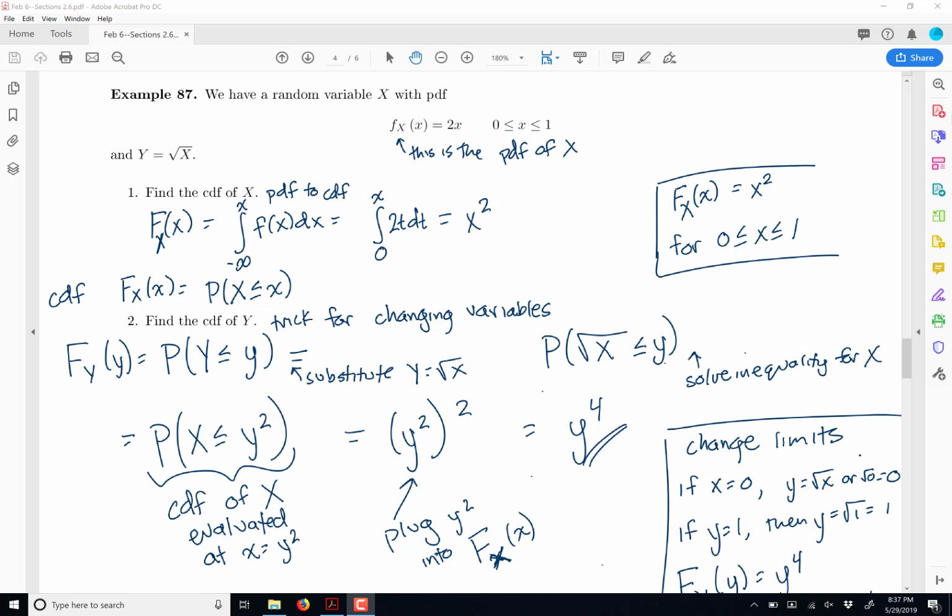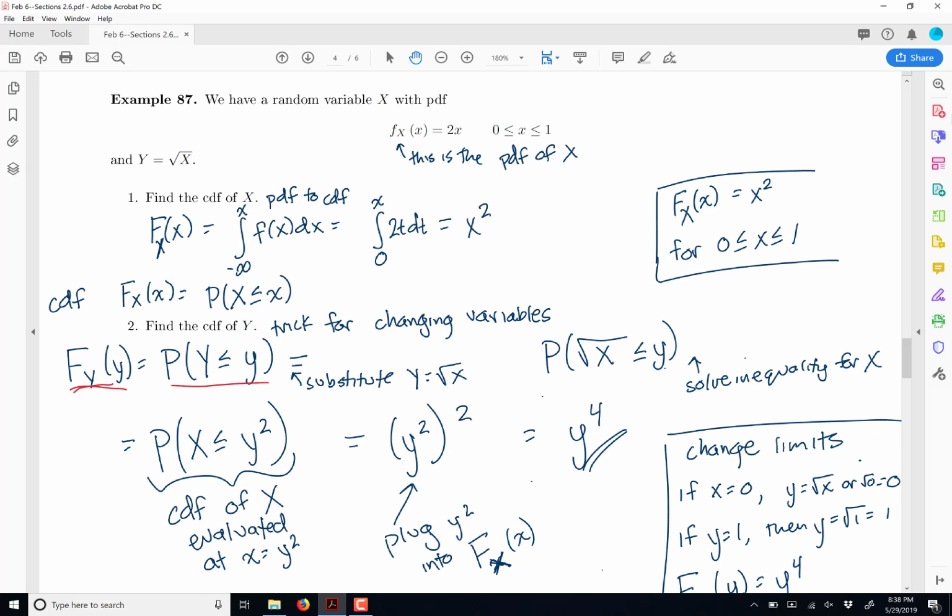Okay. Now the next step is you need to find the CDF of y, and we have to kind of use our trick. So we start by the definition of the CDF of y. The definition of a CDF is that it would be the probability that Y is less than or equal to some specific value. Now at this point, we're going to substitute what our new random variable is. So Y is equal to the square root of X. So we're going to plug that in.